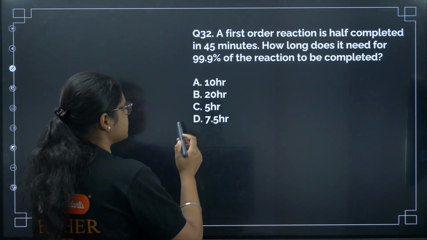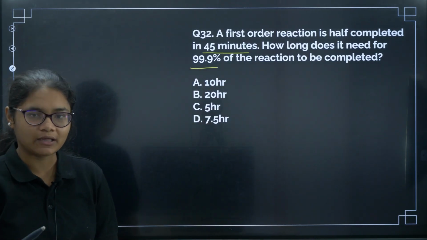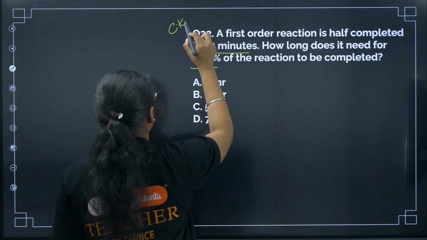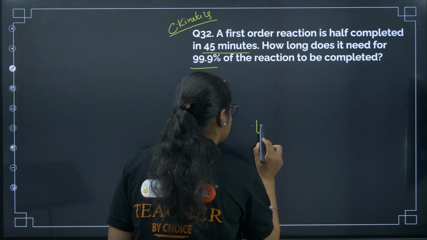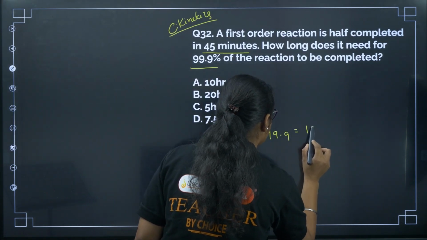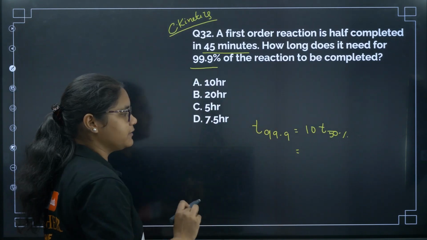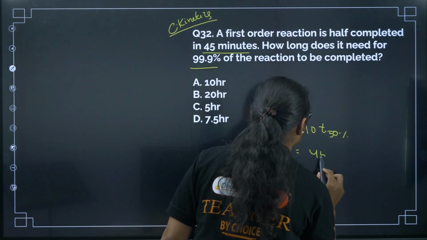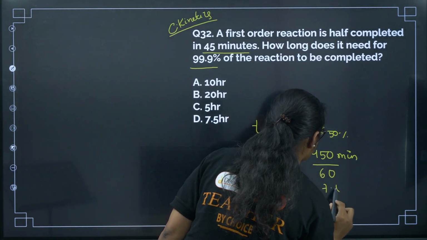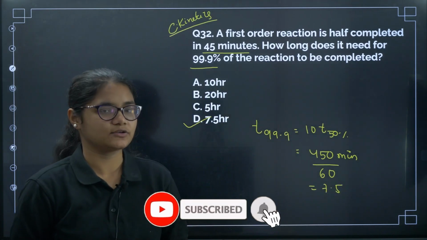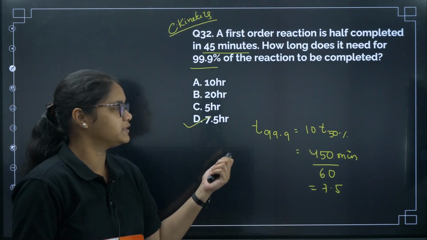A first order reaction is half completed in 45 minutes. How long does it take for 99.9% of the reaction to be completed? The question is from the chapter chemical kinetics. We know one very important relation: T99.9 is equal to 10 times T50. Here the half-life is given as 45 minutes, so T99.9 will be 450 minutes. Converting it into hours, we get 7.5 hours. The correct answer for this question is option D. Very easy question. I hope all of you will be able to do this question correctly.